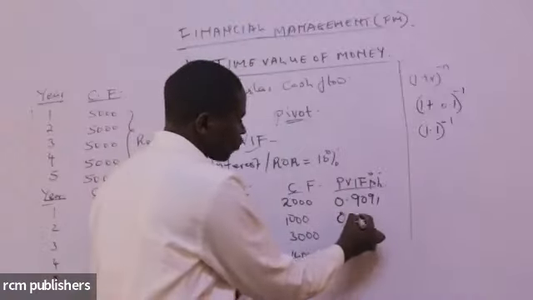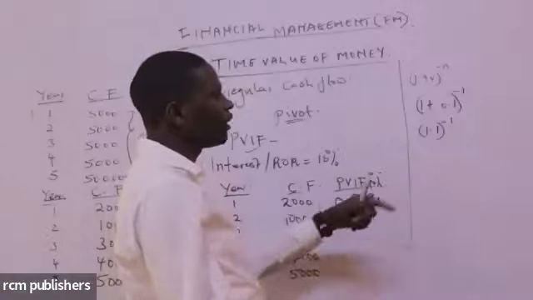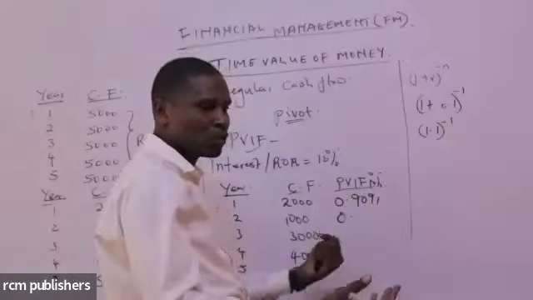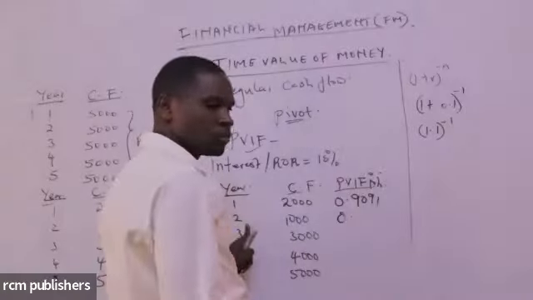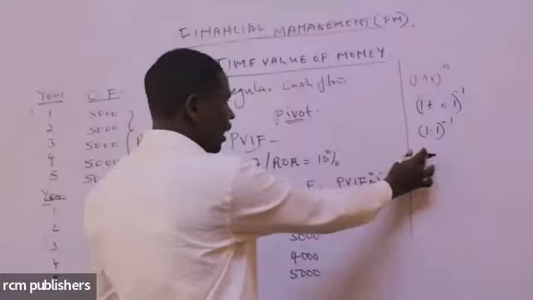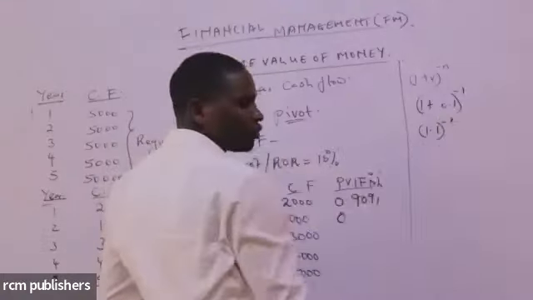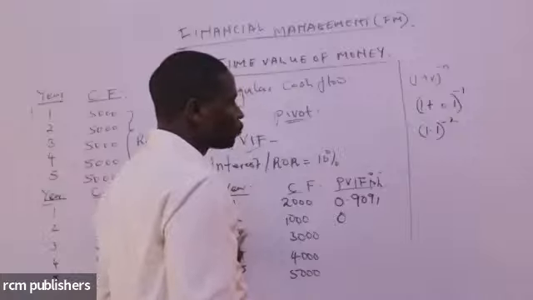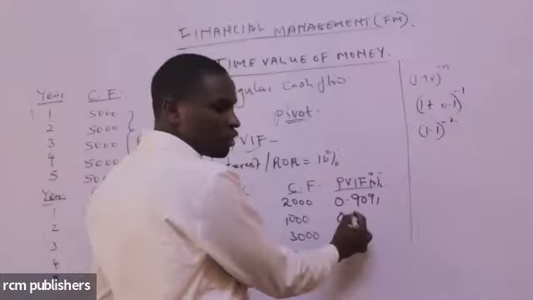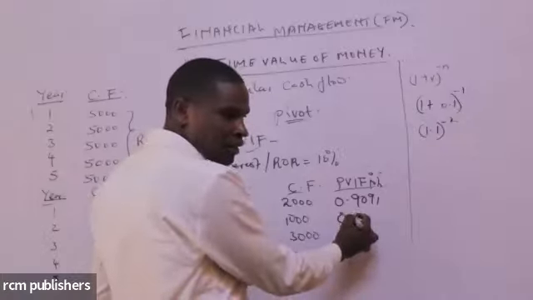So you move to the next one. You do the same. In fact, it will be like a song. 2 years: 1.1 raised to negative 2. Raised to negative 2, 2 years. So give me that.